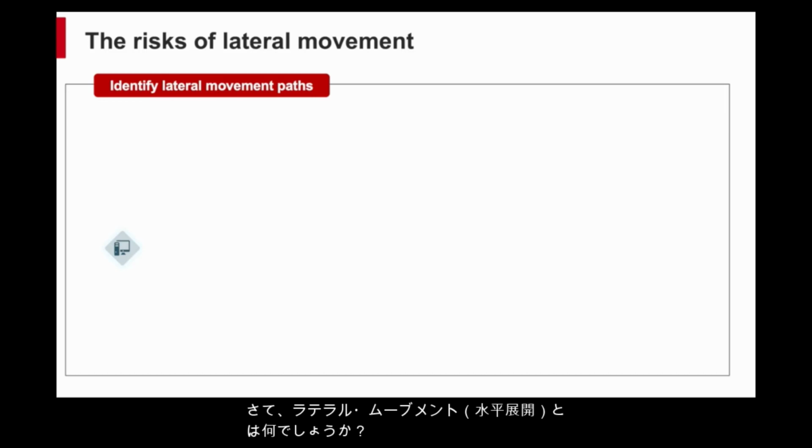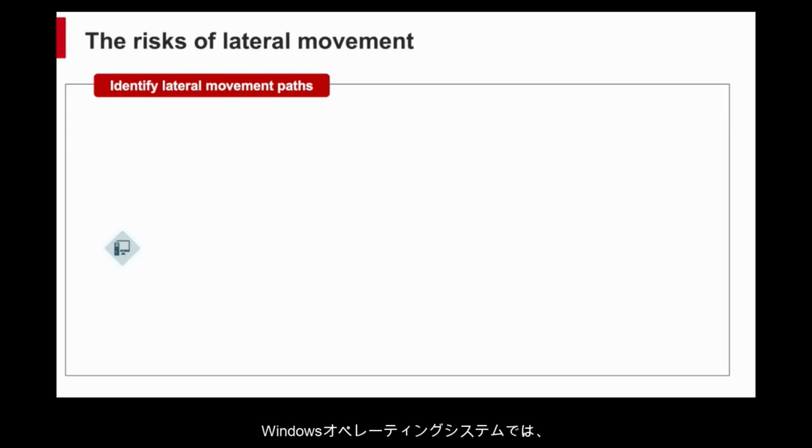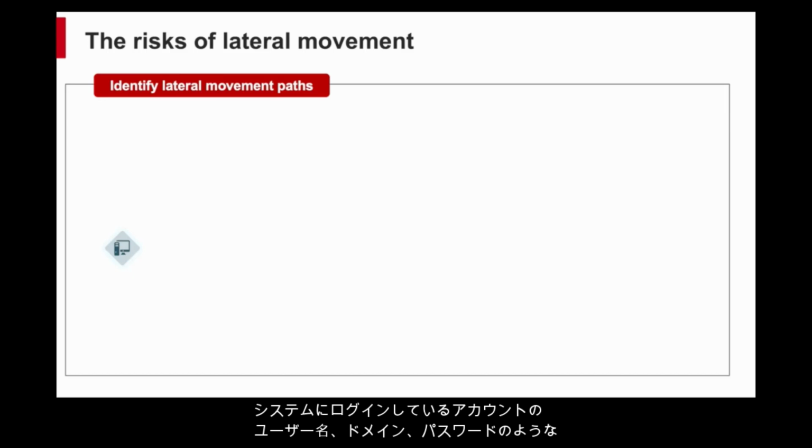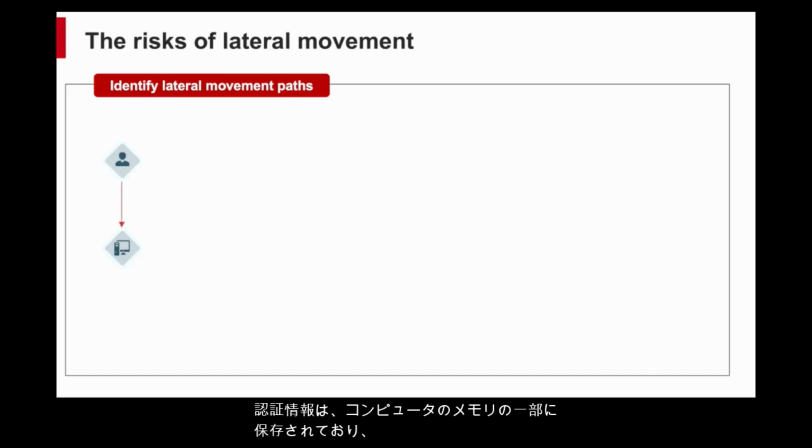Now, what is lateral movement? In the Windows operating system, the credentials like the username, the domain, and the password of anyone logging in to a system are stored in some part of the computer's memory. And usually, these credentials are stored until the computer is restarted. There's more to it, but since we only have a few minutes, I would leave the explanation at this level.